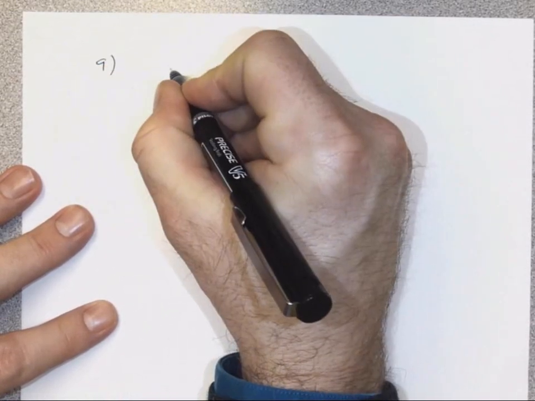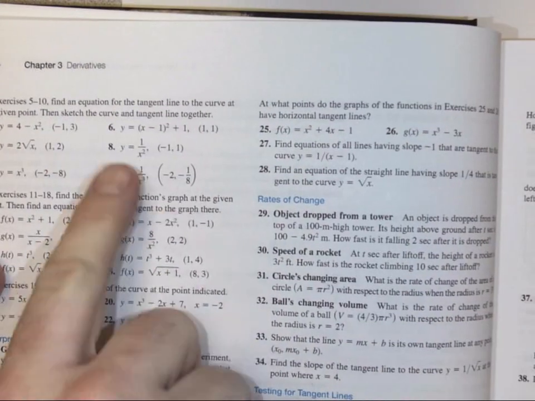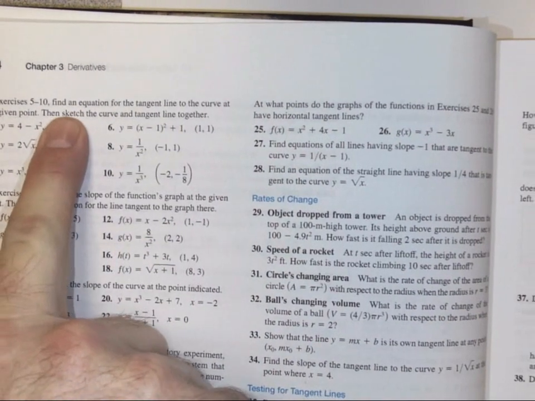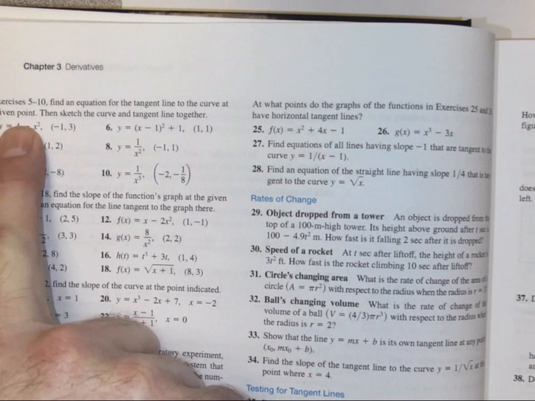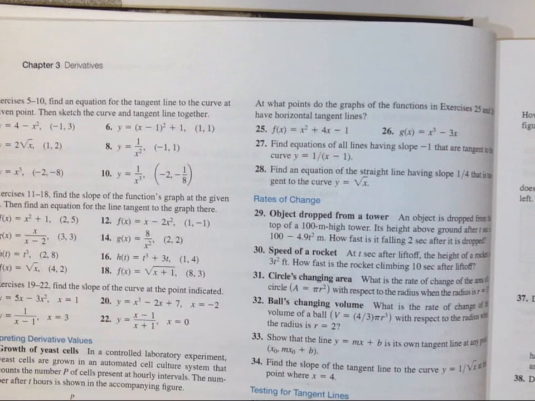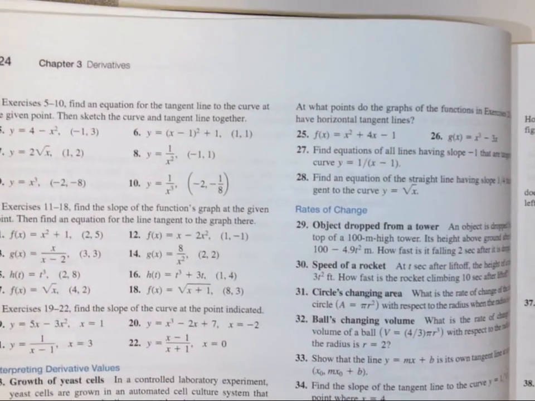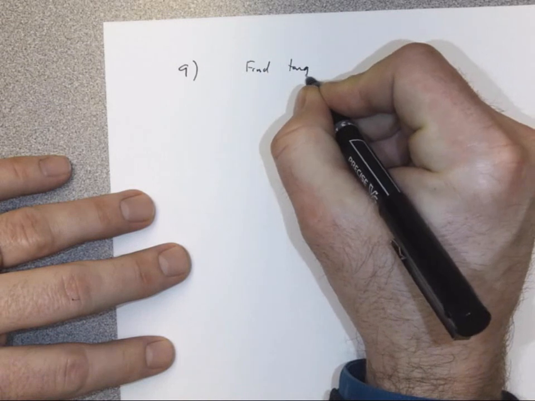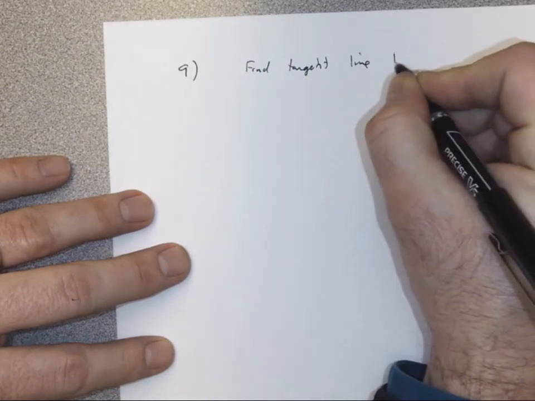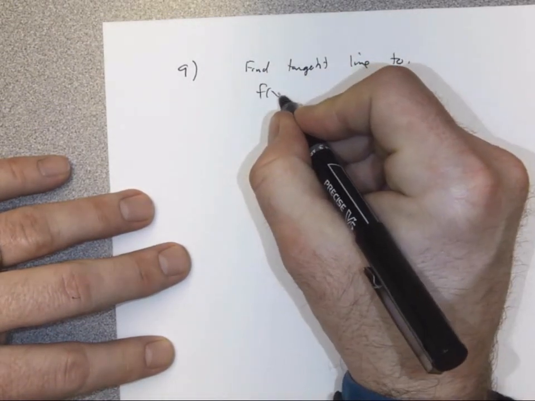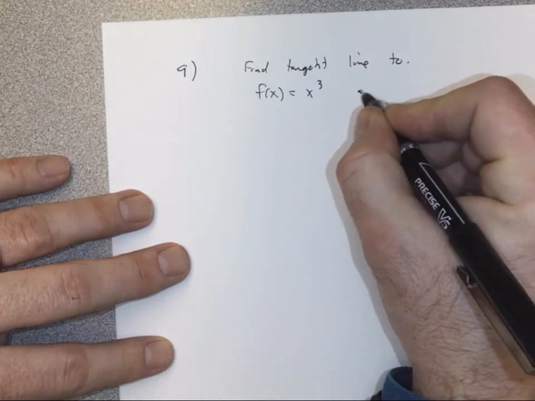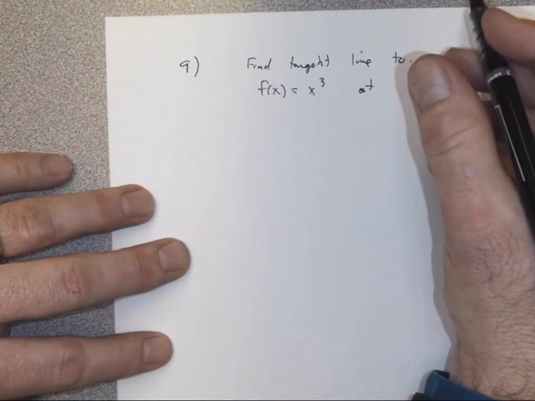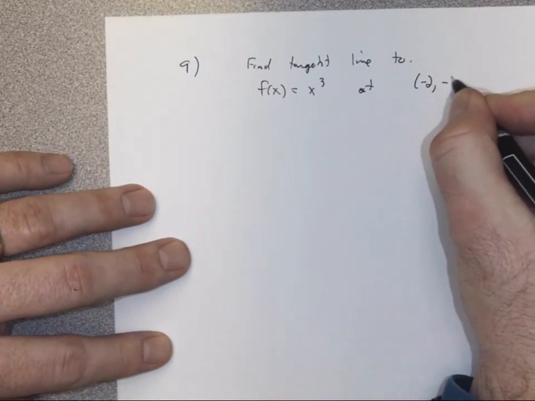Number 9 says, find the equation of the tangent line to the curve at the given point, then sketch the curve and the tangent line together. Okay. So I'm not going to write that. That's what we're going to do. So if I want to find a tangent line to f of x, which is equal to x cubed at the point -2, -8.